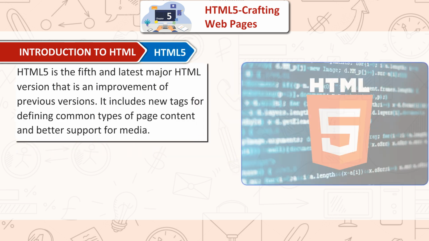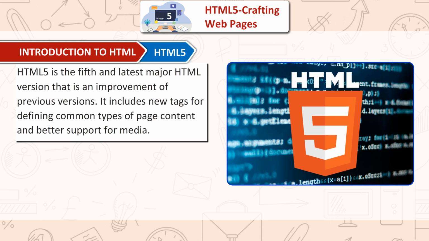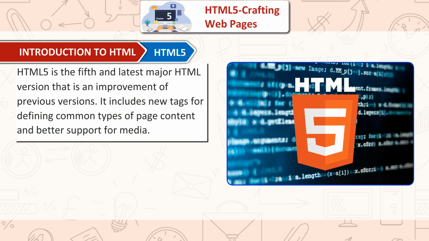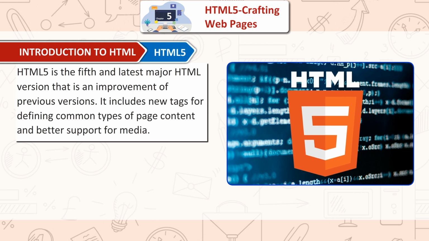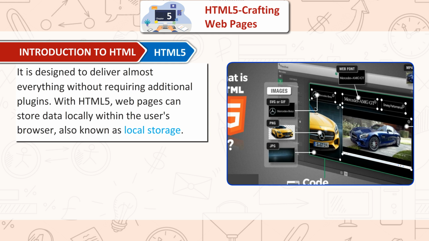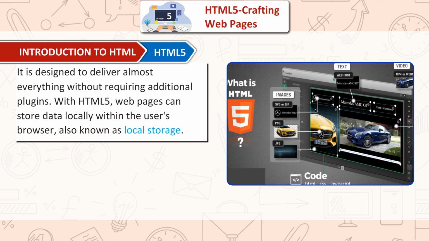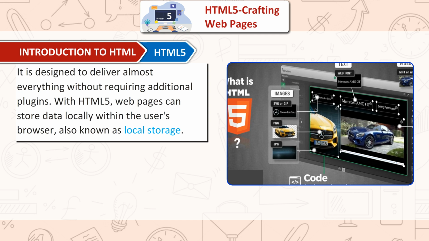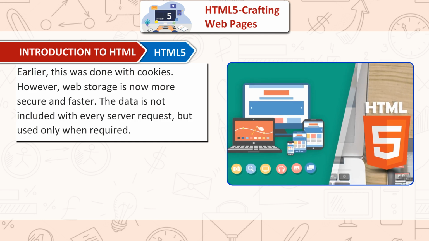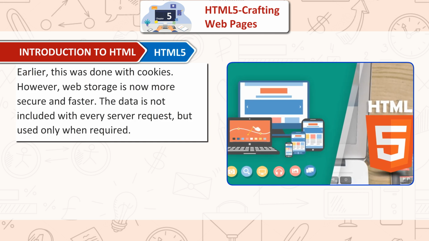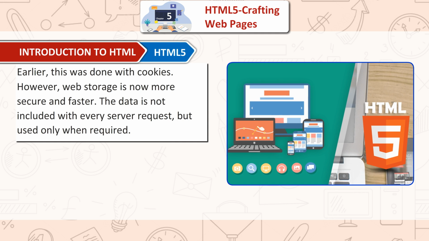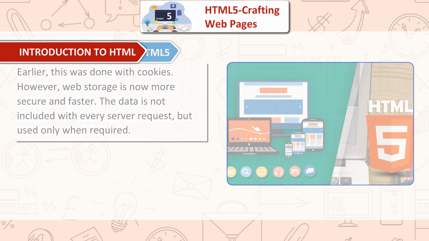HTML5. HTML5 is the fifth and latest major HTML version that is an improvement of previous versions. It includes new tags for defining common types of page content and better support for media. It is designed to deliver almost everything without requiring additional plugins. With HTML5, web pages can store data locally within the user's browser, also known as local storage. Earlier, this was done with cookies. However, web storage is now more secure and faster. The data is not included with every server request, but used only when required.